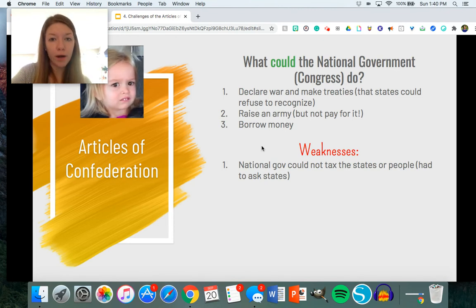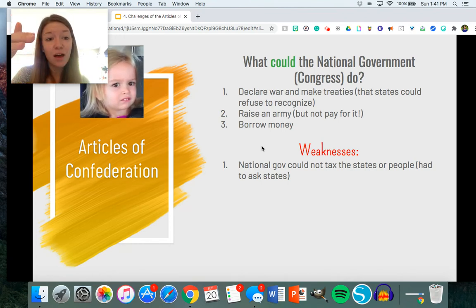If you are not aware, taxes is basically how the government functions. Your tax money is what funds government projects like building roads, paying officials, paying the military. All of those things come from taxes. So when the national government can't tax, it doesn't have any money to do hardly anything.